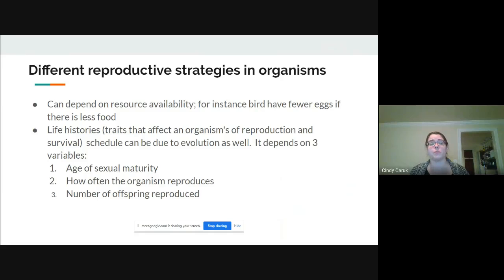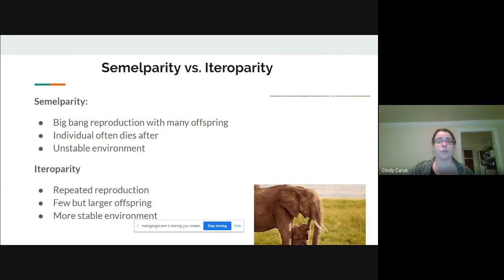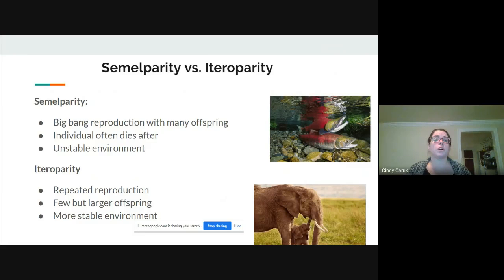And there are 3 variables we're going to look at. Age of sexual maturity: how quickly do they grow up? How often do the organisms reproduce? And the number of offspring they have when they reproduce. So 2 that we talked about are semelparity and iteroparity.